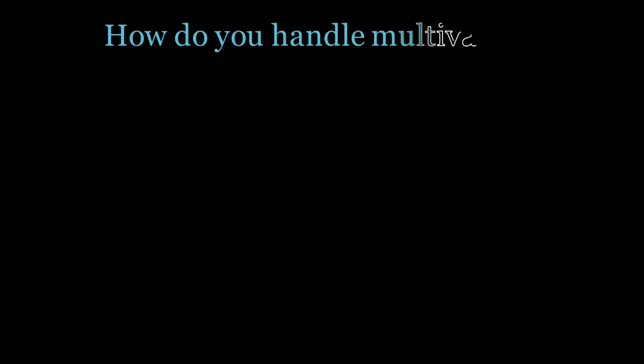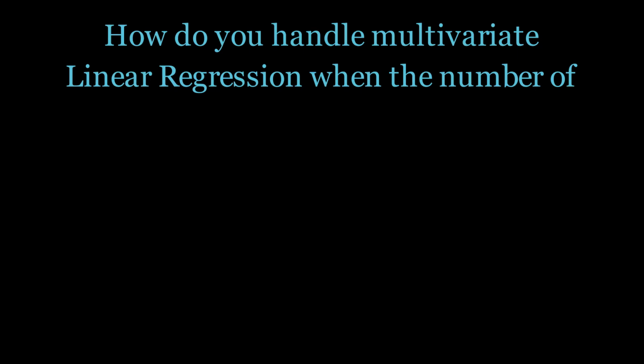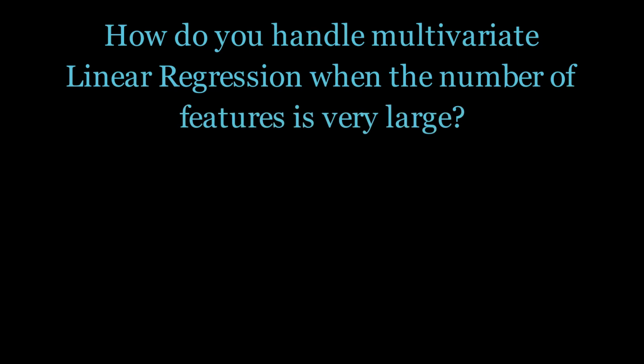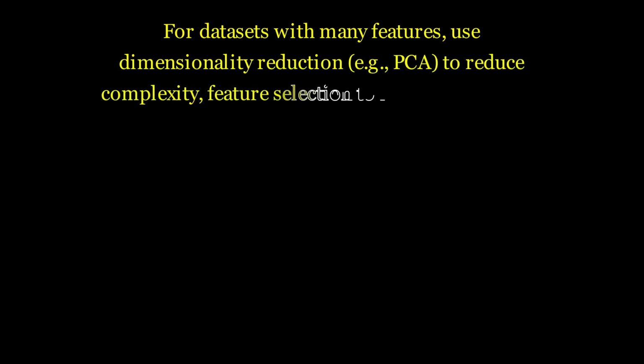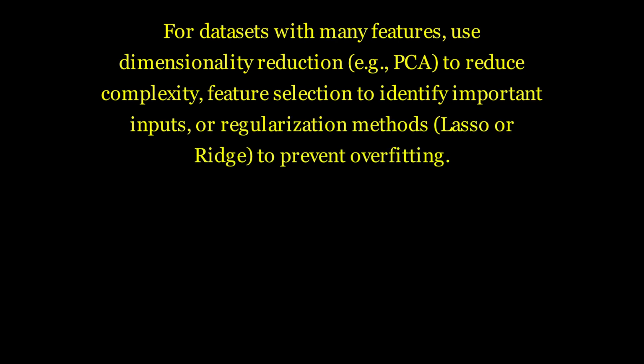How do you handle multivariate linear regression when the number of features is very large? For datasets with many features, use dimensionality reduction, e.g., PCA, to reduce complexity, feature selection to identify important inputs, or regularization methods, lasso or ridge, to prevent overfitting.